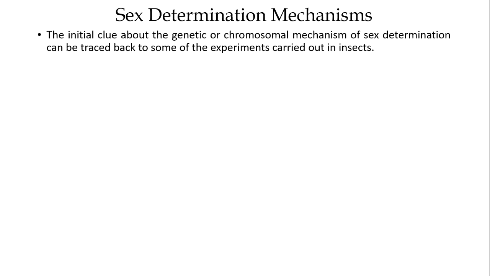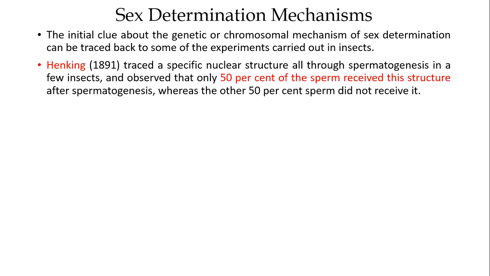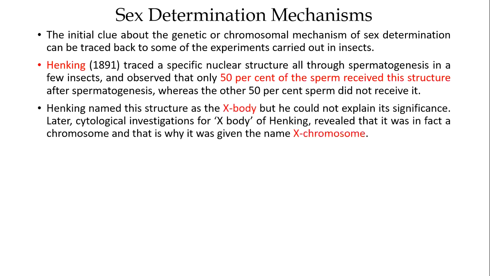Sex determination mechanisms. The initial clue about the genetic or chromosomal mechanism of sex determination can be traced back to some of the experiments carried out in insects. Henking, in 1891, traced a specific nuclear structure all through spermatogenesis in a few insects, and observed that only 50% of the sperm received this structure after spermatogenesis, whereas the other 50% sperm did not receive it. Henking named this structure as the X-body, but he could not explain its significance.